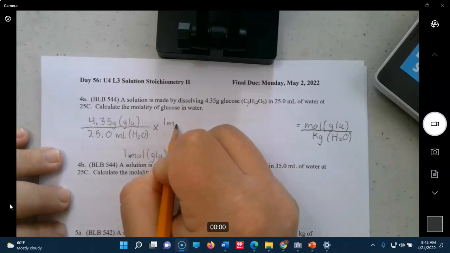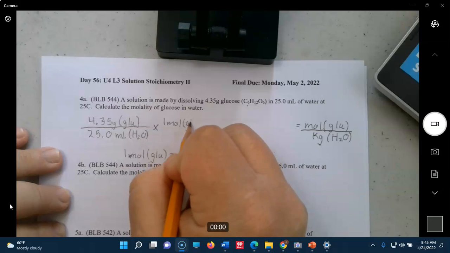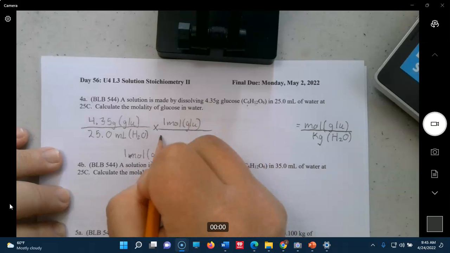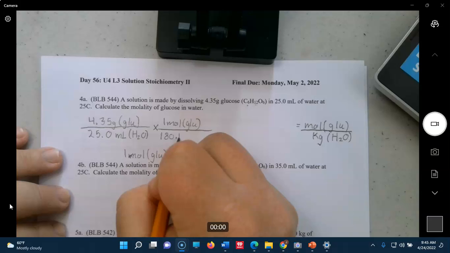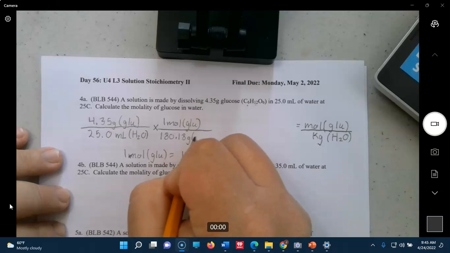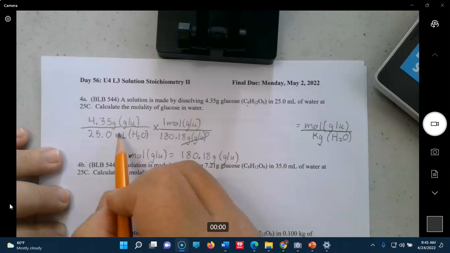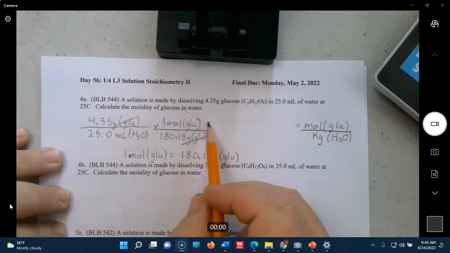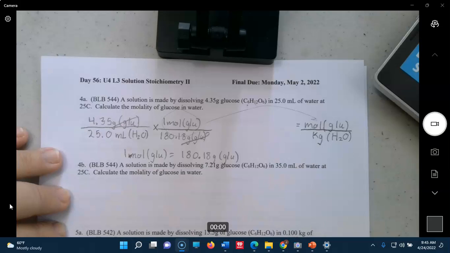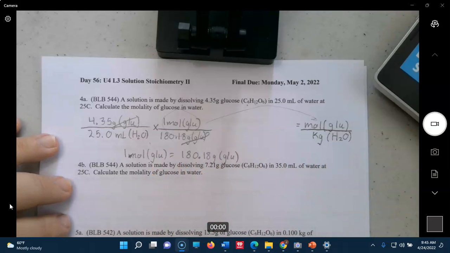We need moles on the top. Okay, grams of glucose cancels. We have moles of glucose on top. That's what we want on top. So we're done with the top. Now we've got to deal with the bottom. So we need to get from milliliters of H2O to kilograms of H2O.